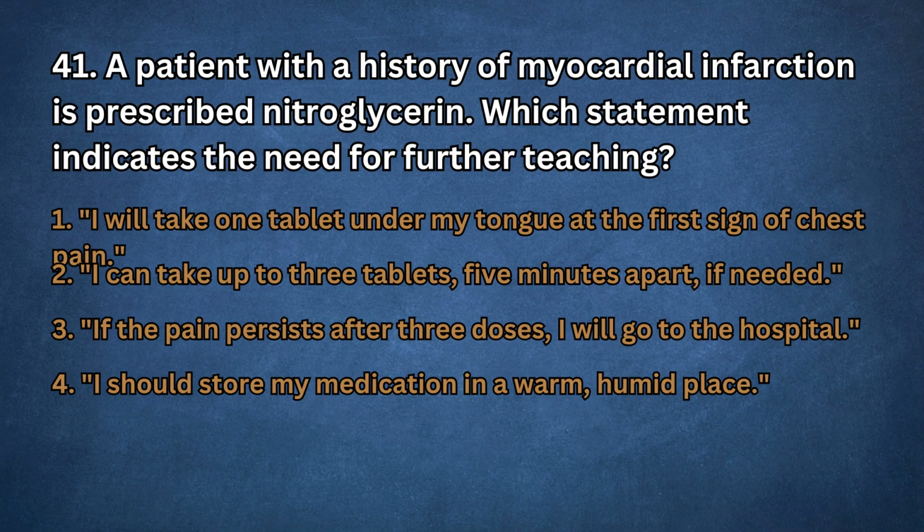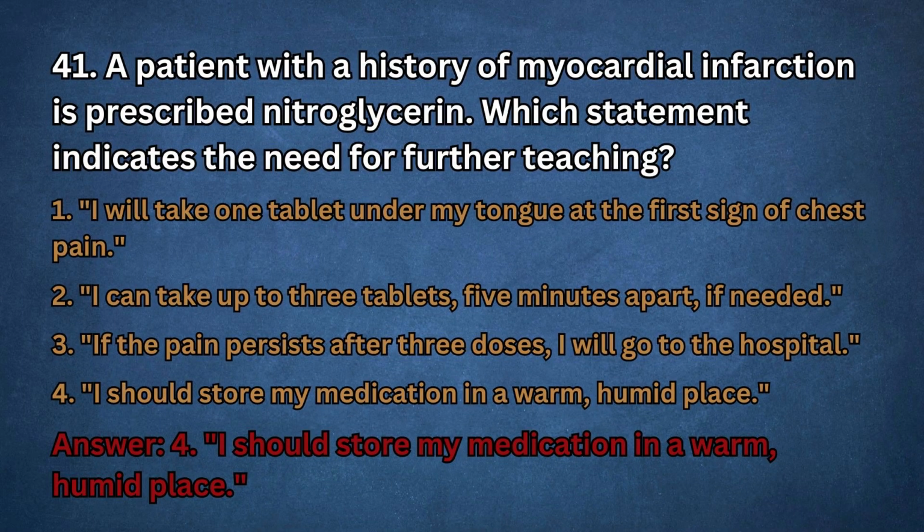41. A patient with a history of myocardial infarction is prescribed nitroglycerin. Which statement indicates the need for further teaching? 1. I will take 1 tablet under my tongue at the first sign of chest pain. 2. I can take up to 3 tablets, 5 minutes apart if needed. 3. If the pain persists after 3 doses, I will go to the hospital. 4. I should store my medication in a warm, humid place. Answer 4. I should store my medication in a warm, humid place.